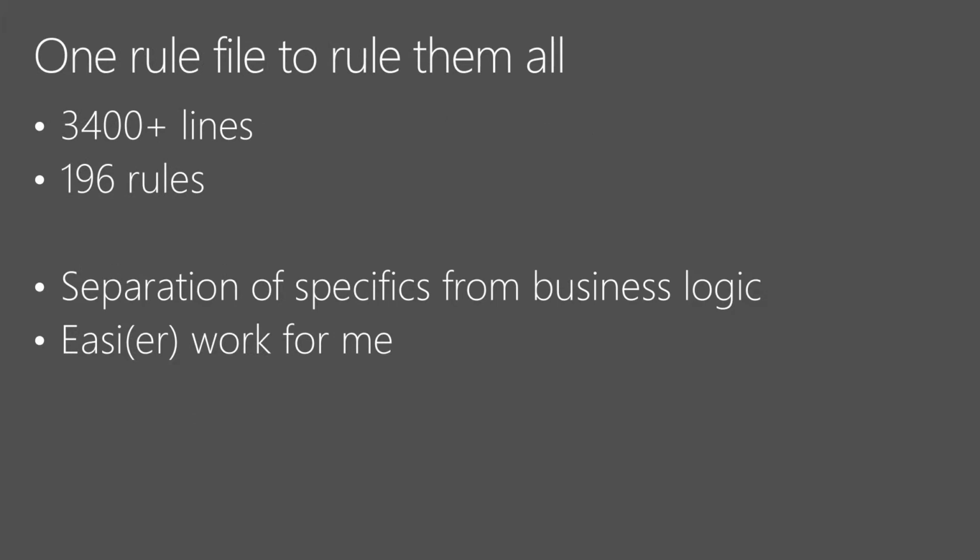So when I started looking at the project, there was one big rule file that was applied to all of the parcels. So we had data coming from all different councils supplied separately, but we use the same rule file applied to all of these. The rule file has about 3,400 lines with about 196 different rules.